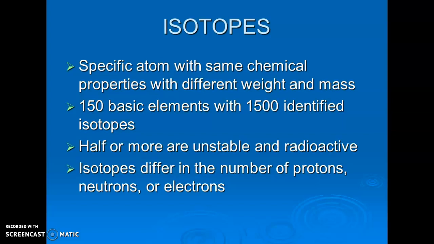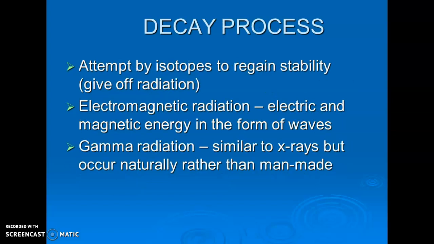It interacts differently. Of those isotopes, half or more of them are unstable and radioactive. And that's the only reason it gets mentioned here, is because what's different is the number of protons, neutrons, or electrons. And X-rays, as they interact with different atoms, can bump electrons out. When they bump the electrons out, they create an isotope. Okay, that's where we get into the decay process.